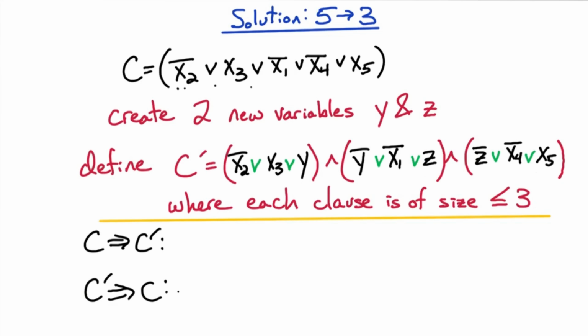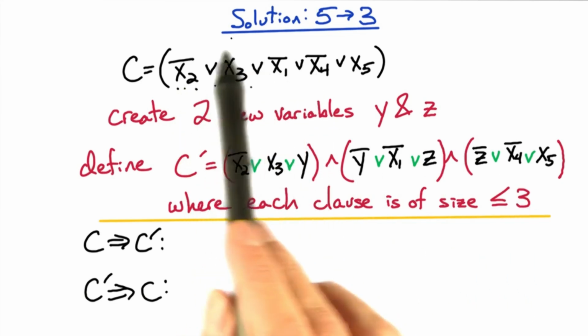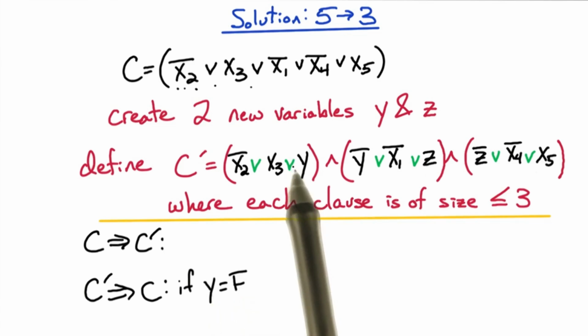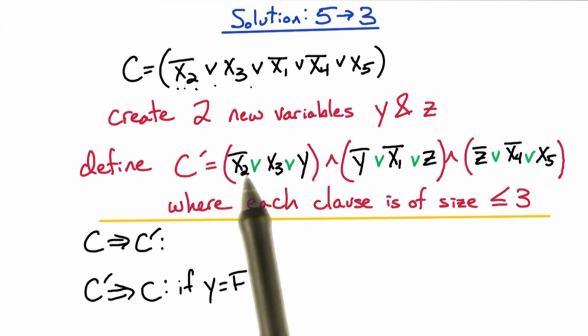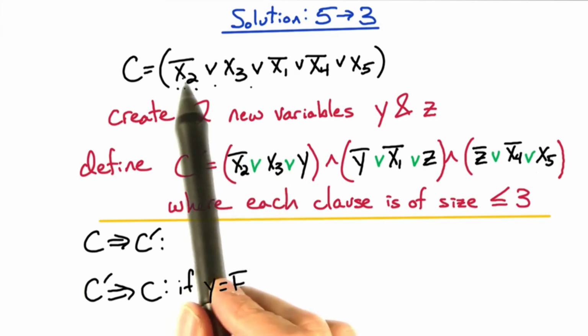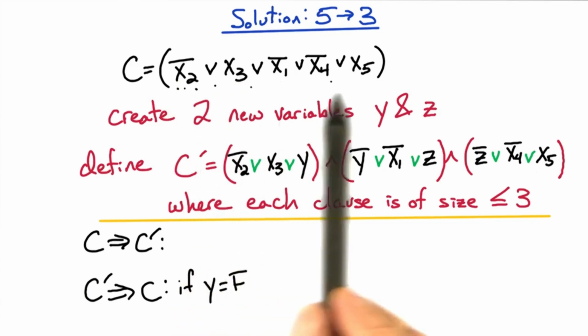How about the reverse implication? Suppose we have a satisfying assignment for C prime. How do we get a satisfying assignment for C? Well, take the case where y is false. So this literal is not satisfied, so one of these 2 literals must be satisfied. If one of these 2 literals is satisfied, they're satisfied here as well, so C is satisfied.